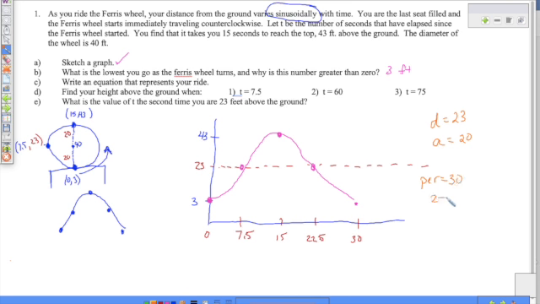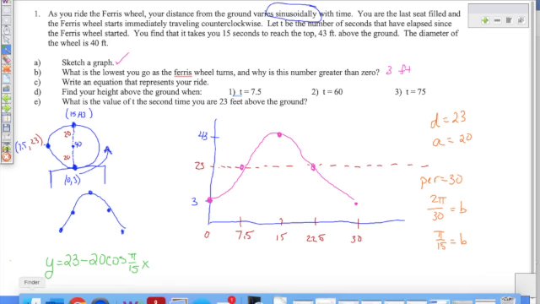So 2 pi over 30 is my B value, right? So B is pi over 15. All right. So I think I can write an equation now, because I'm not going to put a horizontal shift in there. Why would I? That would just be so silly of me. I'm going to write a negative cosine, right? Negative cosine does not have a shift. So I have y equals 23 minus 20 cosine pi over 15 x, right?